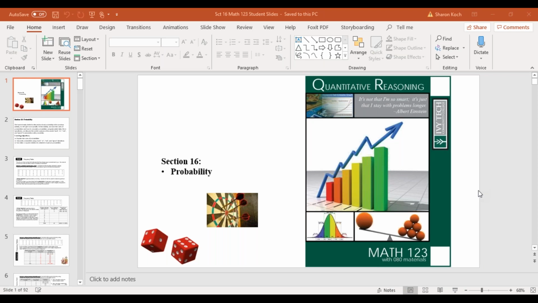But today I'm going to attempt to get through sections 16 and 17. Section 16 is on probability. The first half of this is how to calculate a probability, which most of you probably remember from the past. It's just the conditional probabilities that are a little bit trickier, where we have to pay attention to the wording. And then for the second half, we're going to learn how to create our own probability table.